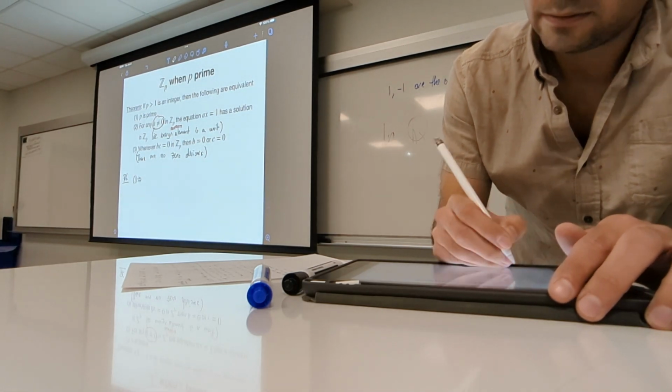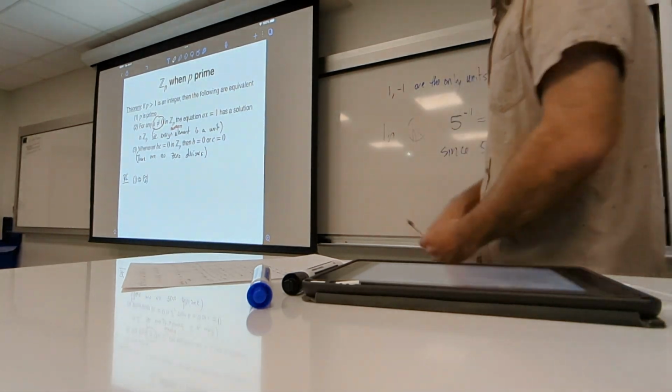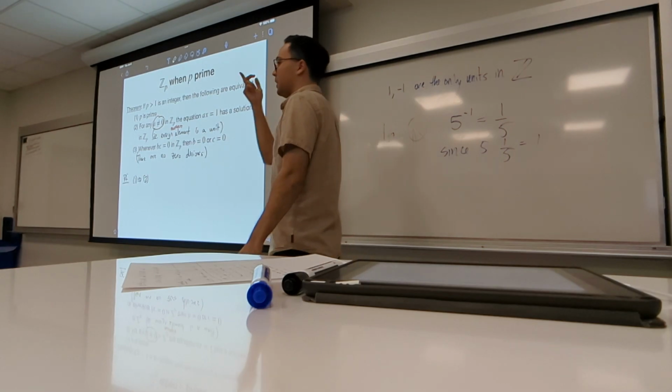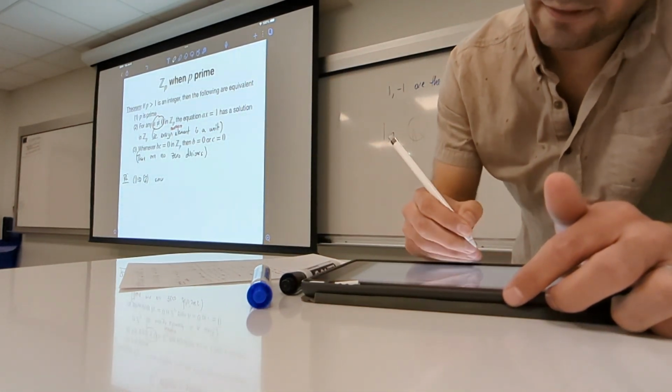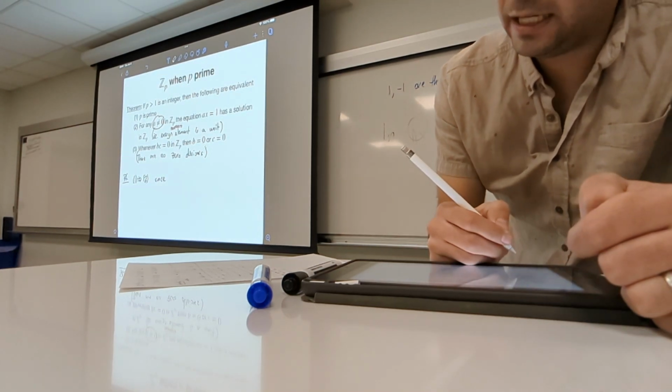All right. Let's prove this. These are all equivalent. So I'll prove 1 implies 2, 2 implies 3, 3 implies 1. So you can see they're all equivalent. This is a nice culmination of all the techniques we've been building up so far.